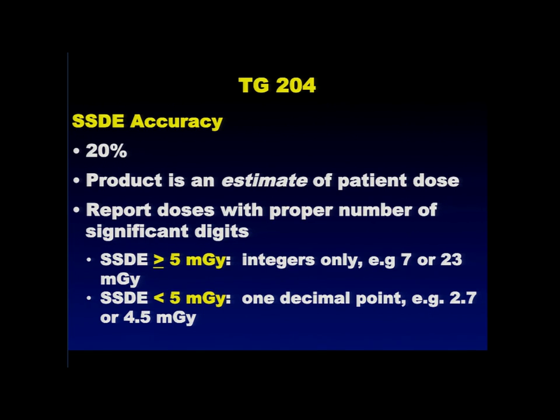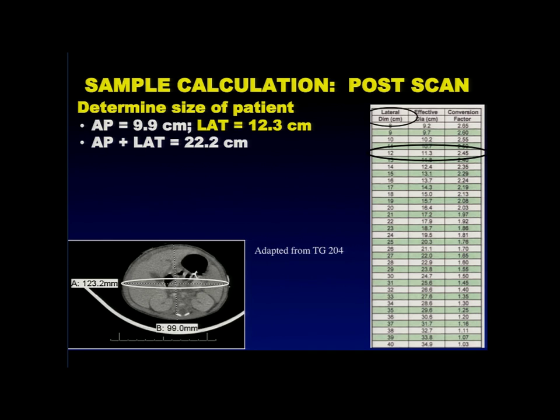If you do that, all you're doing is demonstrating the fact that you don't realize that it's just an estimate. Now let's look at a couple quick calculations. Here's my axial scan. I know my lateral dimension, it's 12.3 centimeters. I go to the table for lateral. I go down to 12 centimeters.